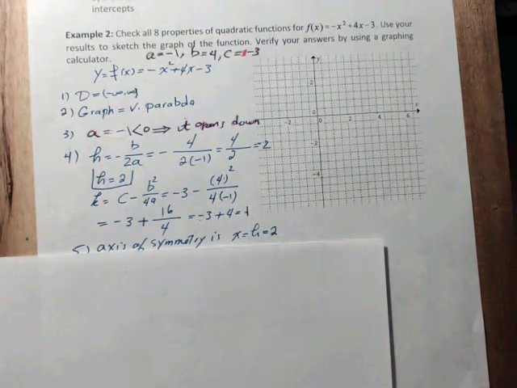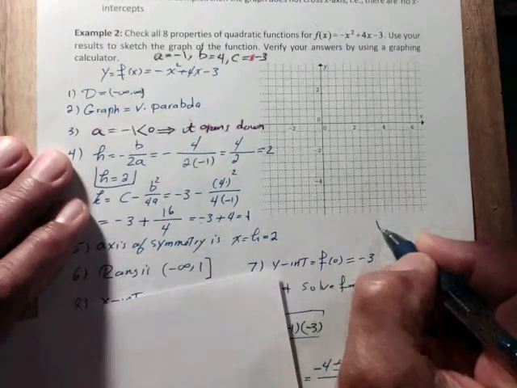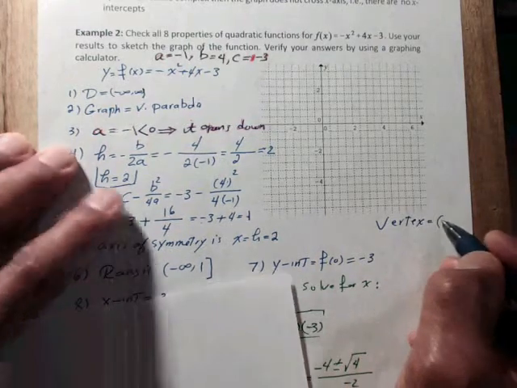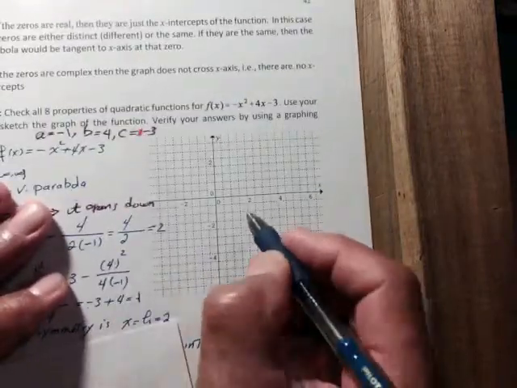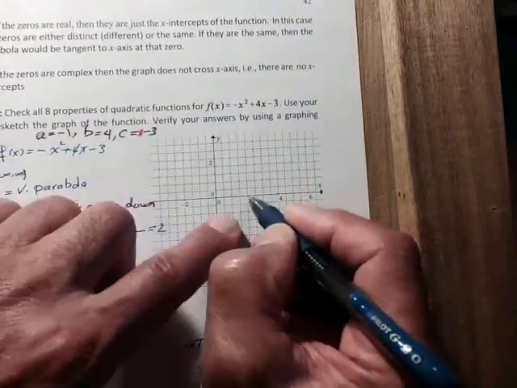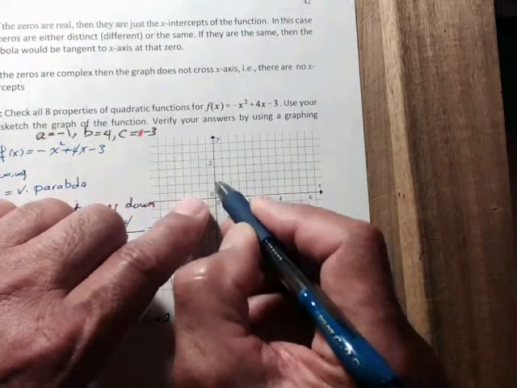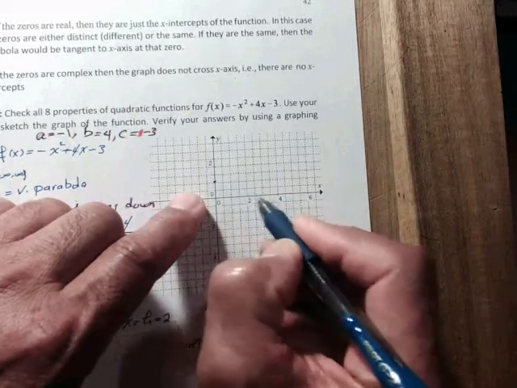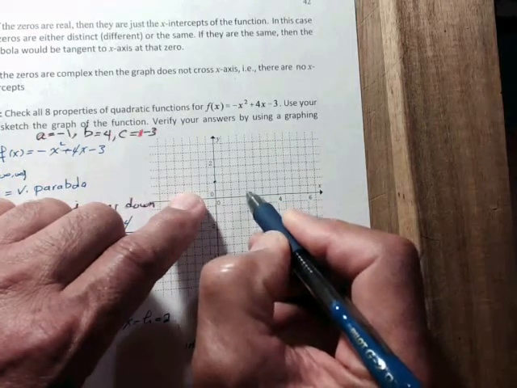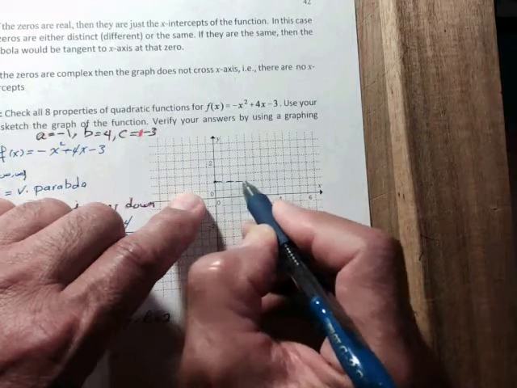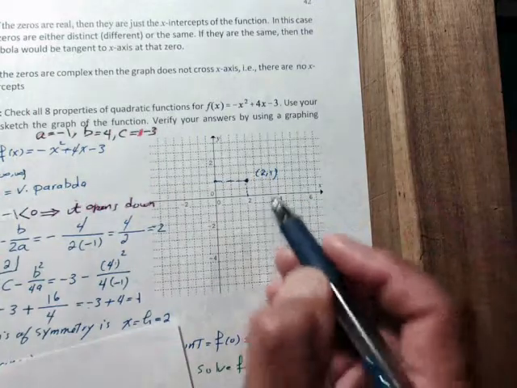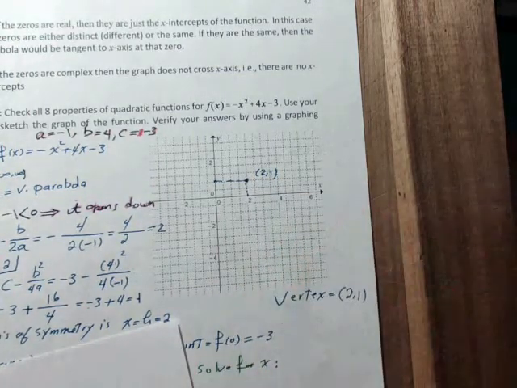Okay. So the vertex is (2, 1). Actually, I can put it right here. Where is (2, 1)? This is 2, and 1, 2, 3, 4. So this 1 is right here. You see, this is 1, and this is 2. So (2, 1) is right here. This is the vertex of your parabola. I already plotted that vertex. Okay.